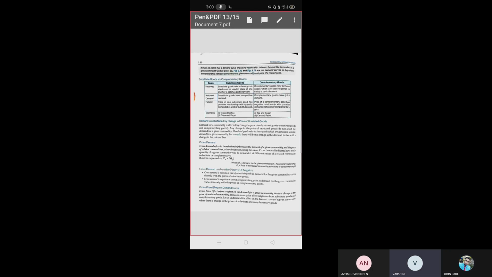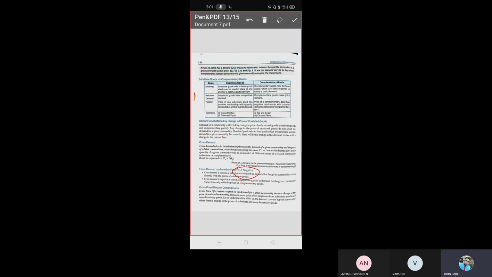Sir, goods which is replaced by another goods, sir. Okay. Alternative one. That is what alternate, substitute one. What is the complementary? Two goods, two or more goods together to form a goods. Okay. So cross demand may be either positive or negative.